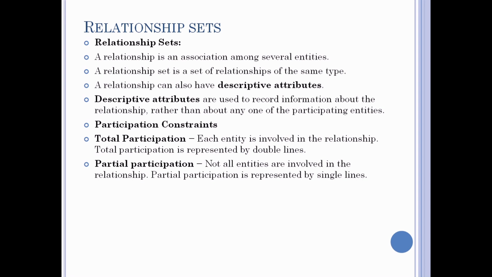Next we have to see participation constraints. What are the types of participation here? Either total participation or partial participation. What is total participation? Each entity is involved in the relationship. If each and every entity is involved in the relationship, we call it total participation. How do we define total participation? We represent it using double lines.